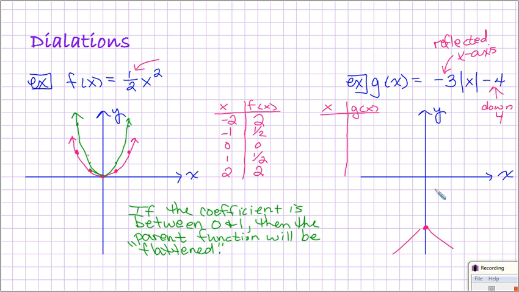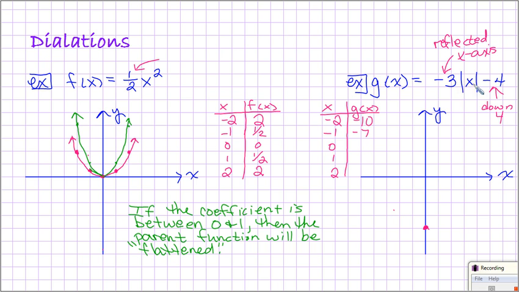Okay? I need to know how skinny or fat it's going to be, and for that I need the table. So I know that I'm going to start drawing my absolute value here at x is 0. So 0 is a good number to put in the middle. So -1, -2, 1, and 2. I'm going to plug these numbers in to g of x and evaluate those. So if I plug in -2, the absolute value of -2 is 2. -3 times 2 is -6. -6 minus 4 is -10. And I probably don't have room for -10, but at least I know that's the point I'm going for. -1. Absolute value of -1 is 1. -3 times 1 is -3. -3 minus 4 is -7.